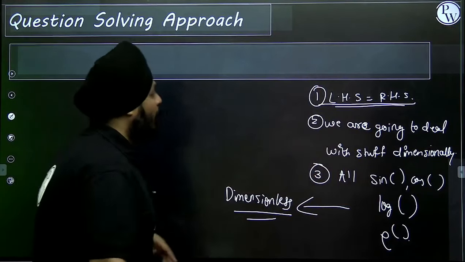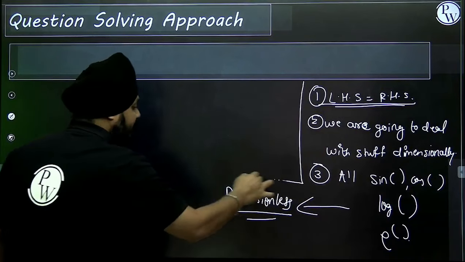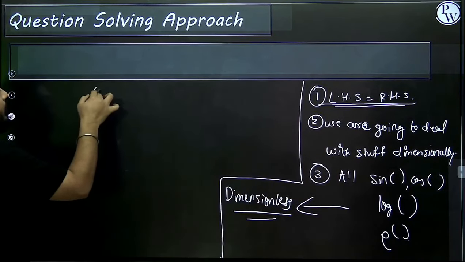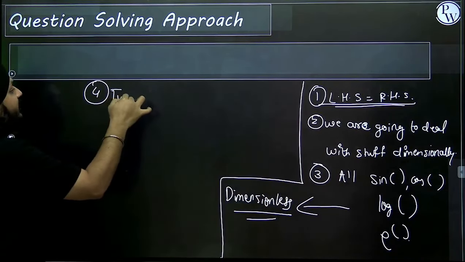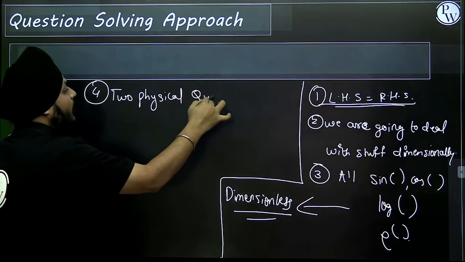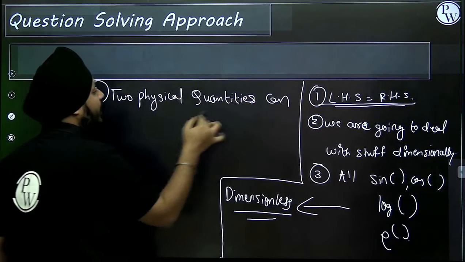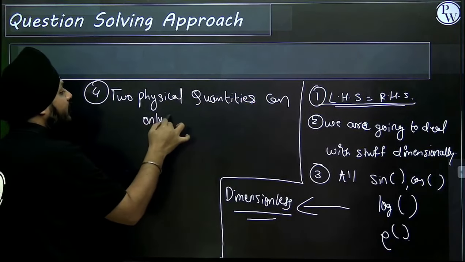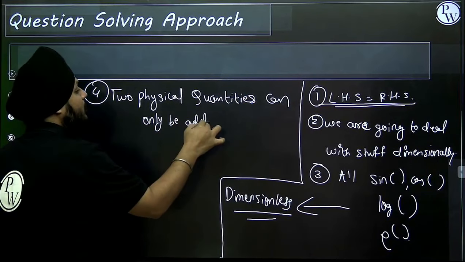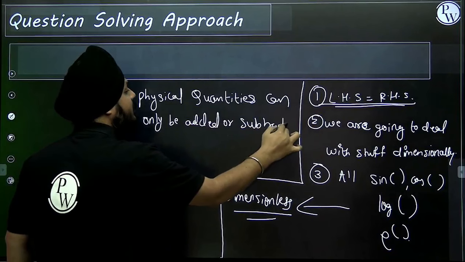The fourth point I'm writing here: two physical quantities can only be added or subtracted if they have the same dimensions.